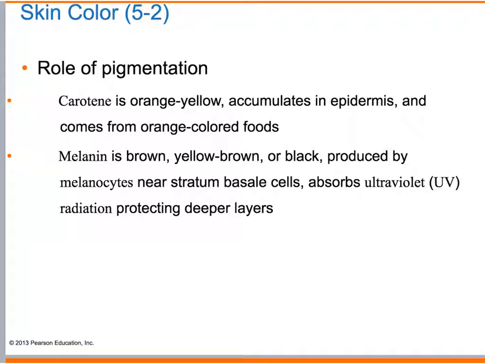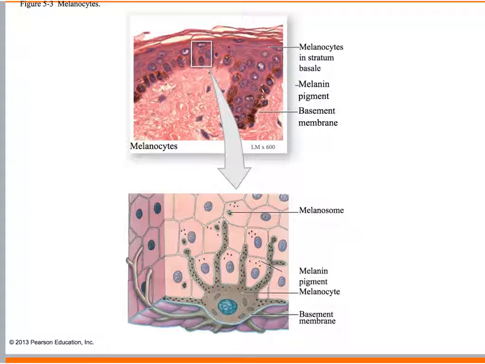Now, skin color. An important part of skin is its color, and there's the role of pigmentation. Keratin is an orange-yellow, and it accumulates in the epidermis and comes from orange-colored foods. Melanin is brown, yellow-brown, or black, and it's produced by the melanocytes near the stratum basale cells, and they absorb ultraviolet or UV radiation, and it protects deeper layers. Here are 2 pictures that illustrate the melanocytes and the melanin pigment.